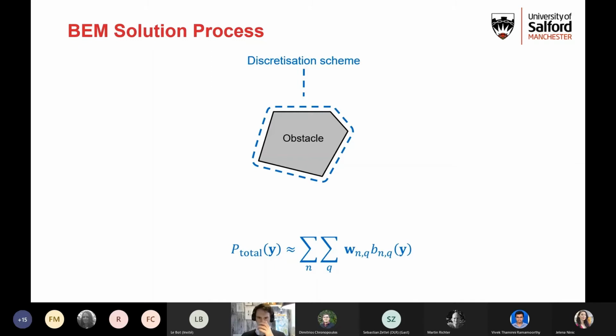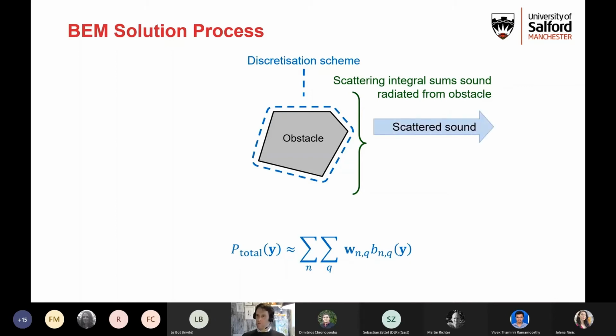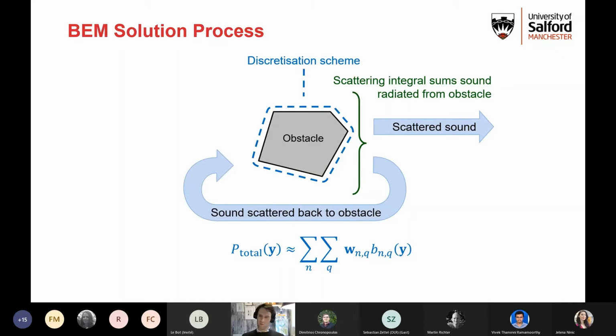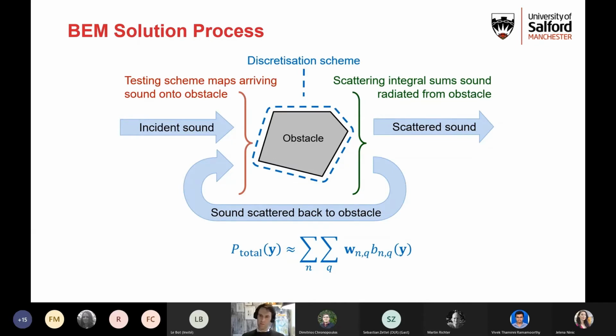And then the other parts of this, to draw a little flow chart, is we have what I will call the scattering integral, which is the main boundary integral formulation of BEM, which says how scattered sound goes out from the obstacle. Obviously, it doesn't just go to the right. I'm drawing a flow chart here. And it goes out to other receivers. It also comes around and goes back to the obstacle again as well, which is where we get that degrees of freedom squared from. And of course, we have incident sound arriving from the source to excite this thing if it's a scattering problem. And we need a testing scheme of some type that maps the incoming sound onto the obstacle. So that's the kind of structure of boundary element method.